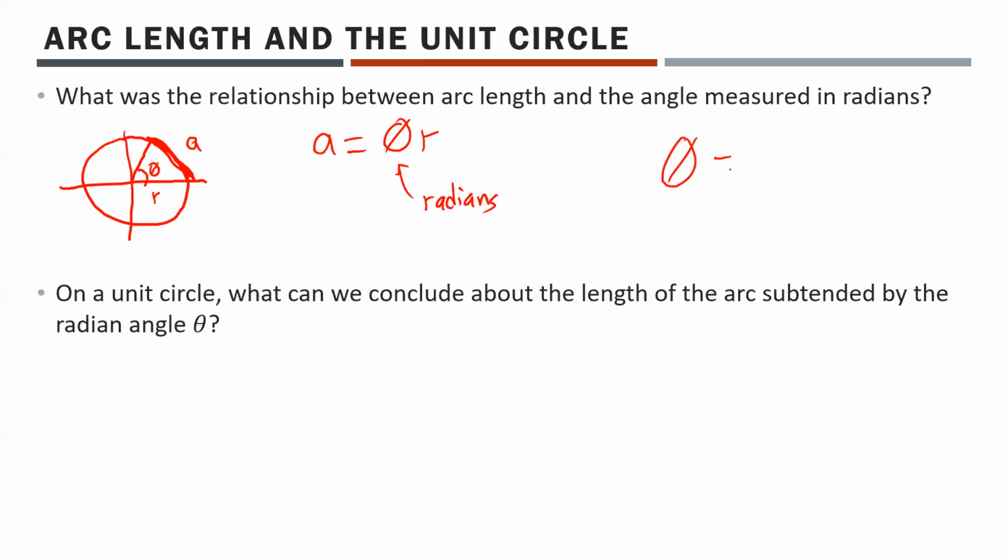On your formula sheet, though, they've rearranged it for some reason. They say theta equals A over R. This is the exact same thing. It's just they divided by R on both sides, and that's how they got it. But your arc length is your angle times your radius.